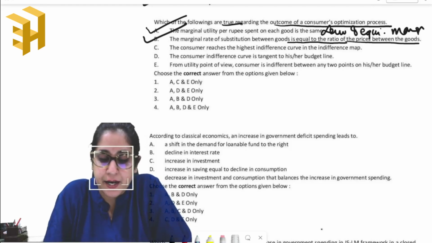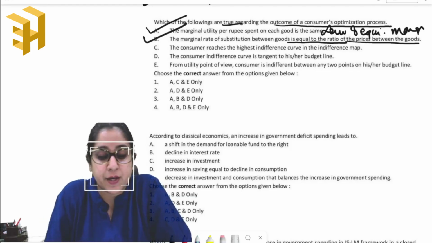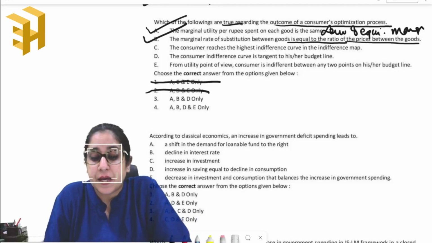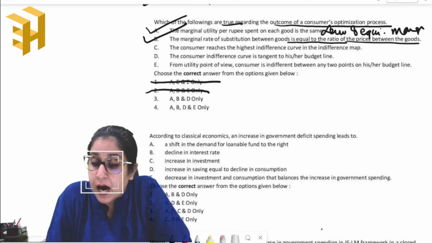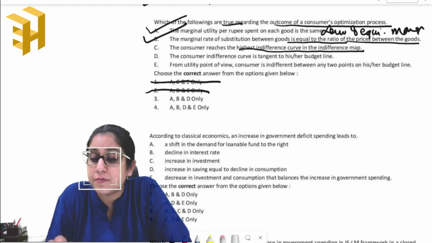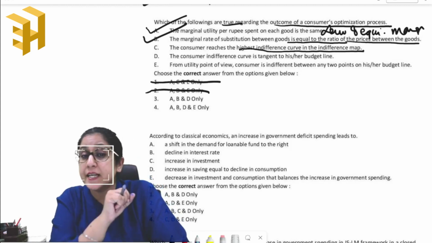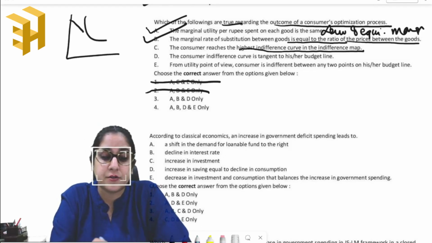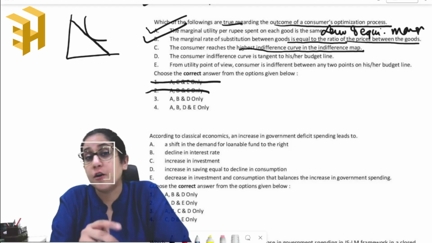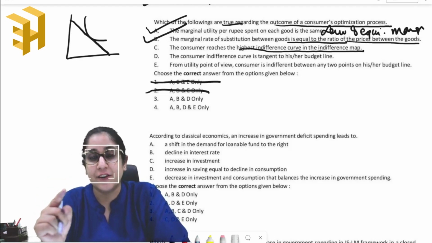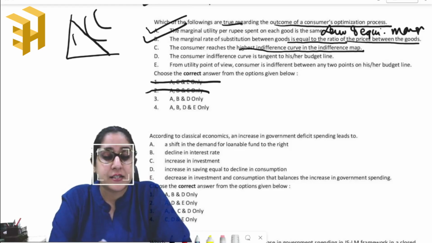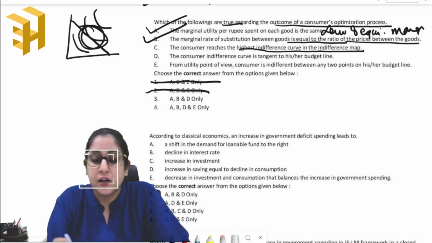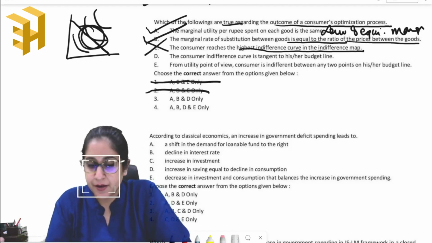So because B is right, we can strike out options 1 and 2. Then, the consumer reaches the highest indifference curve in the indifference map? No. The tangency condition is the important one. The tangency between your indifference curve and your budget line, not at what level your indifference curve is, right? So for utility maximization, this tangency condition is more important. So this statement is wrong, right?